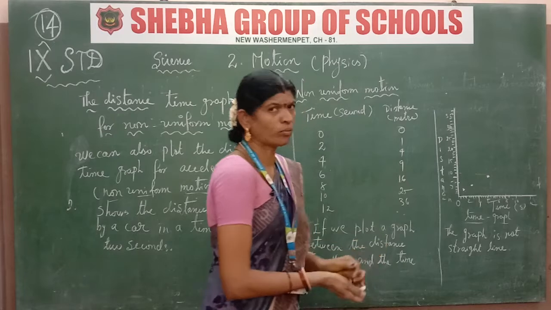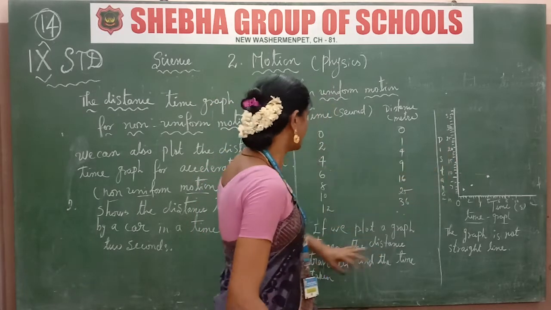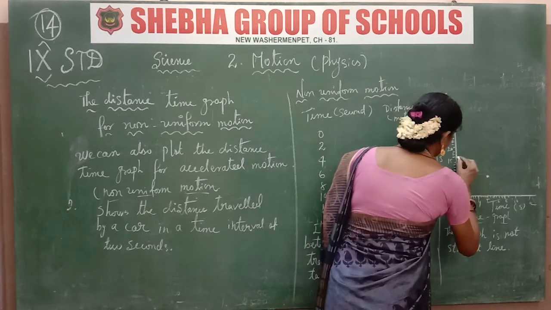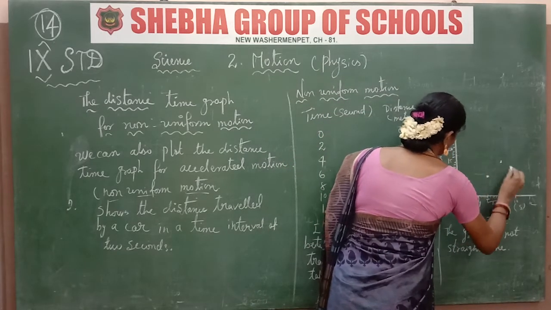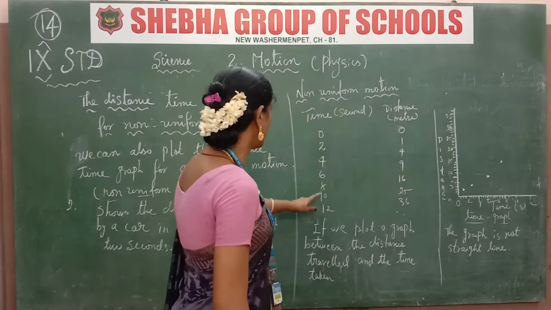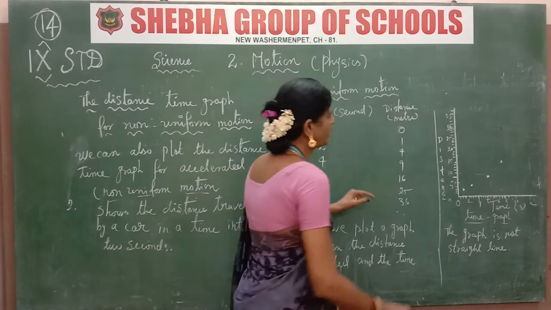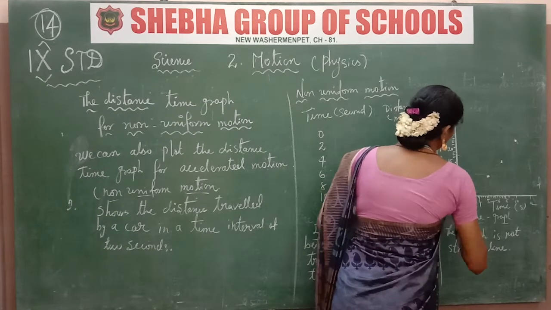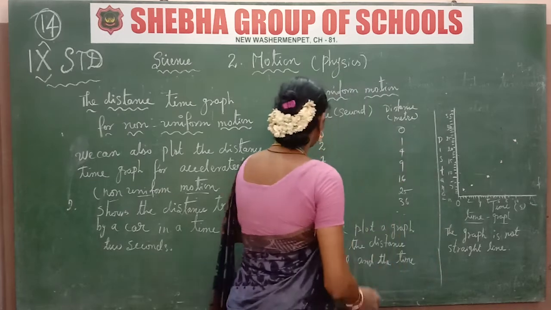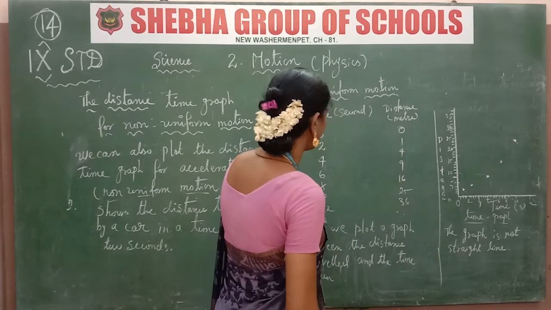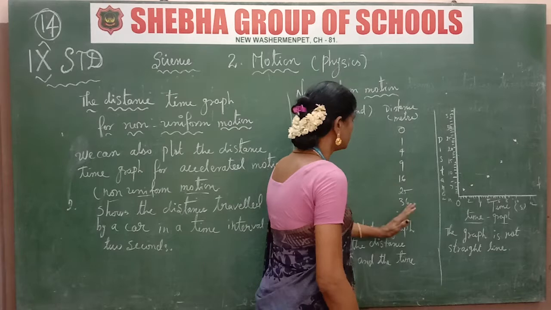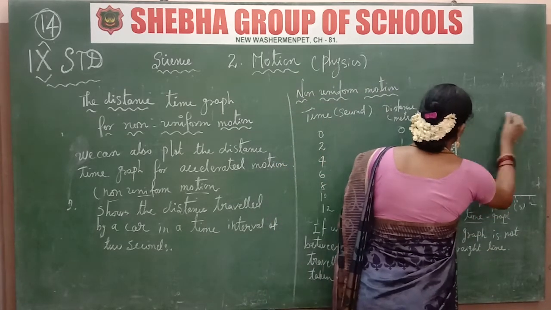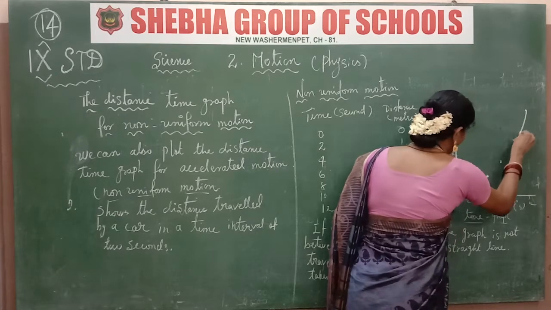Okay. You are marking on the graph sheet only. Okay. Next 8 and 16: 16 meters and 8 seconds. Okay. Next 10 and 25. Is it clear? Next, the time is 12 seconds and the distance covered is 36 meters. 12 and 36. Okay. So join the line.